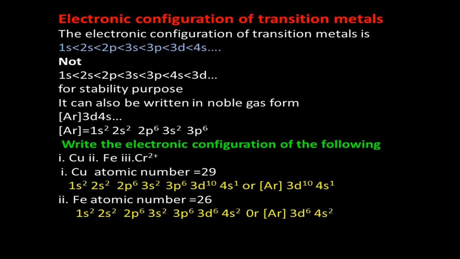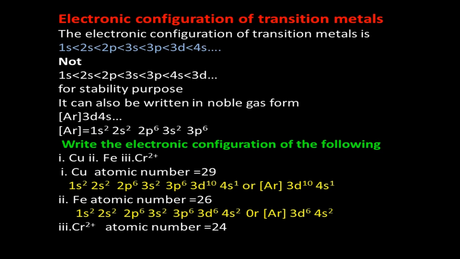Now, if you observe closely, after the 3p orbital, we have about 8 electrons left, and these 8 electrons cannot completely fill the d orbital. Then we fill in the s orbital first before the remaining ones go into the d orbital. That's why we have 3d6, 4s2.